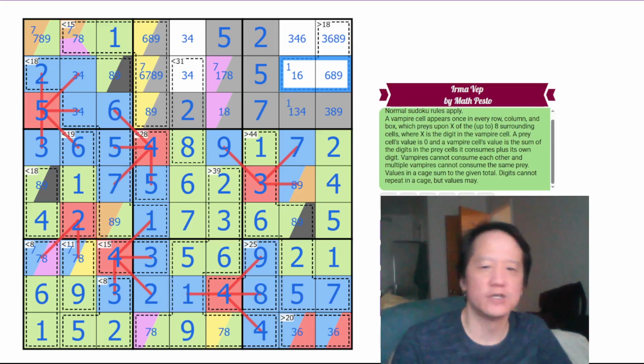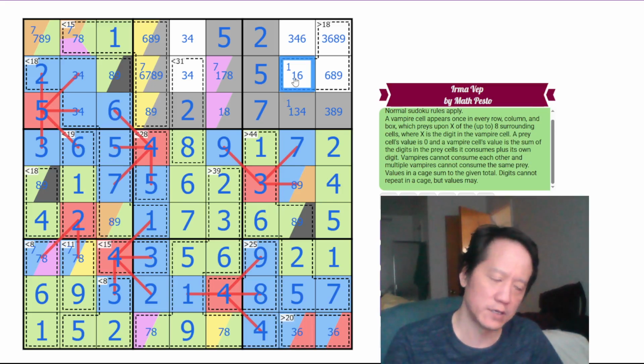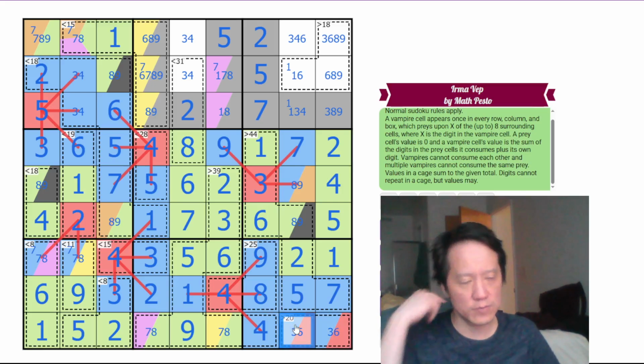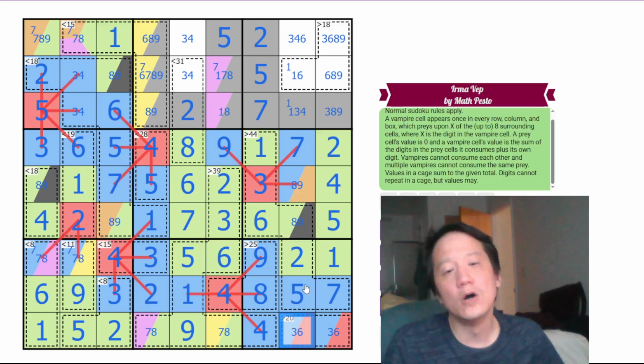Oh, that's interesting. If this is the vampire, that would force this to be 3, which would make that 6, and this would be 1, which would have to be the vampire. If this is not vampire, that means this is 3. Oh, how many vampires can you have here?